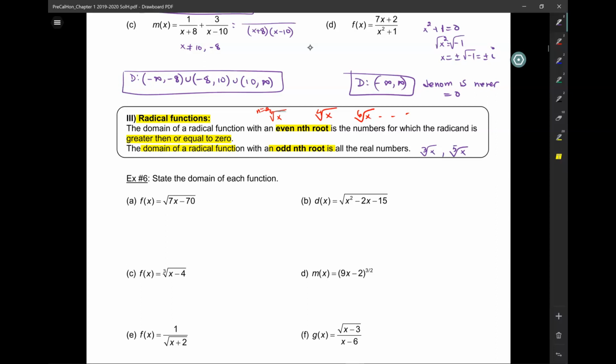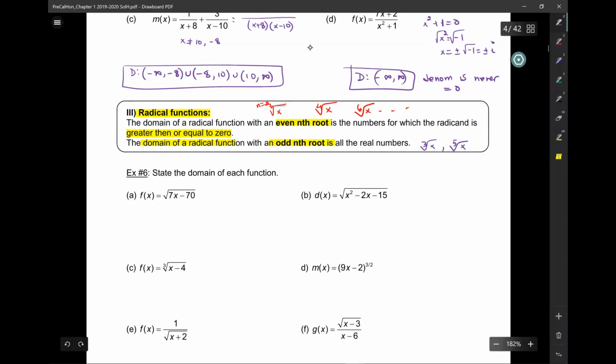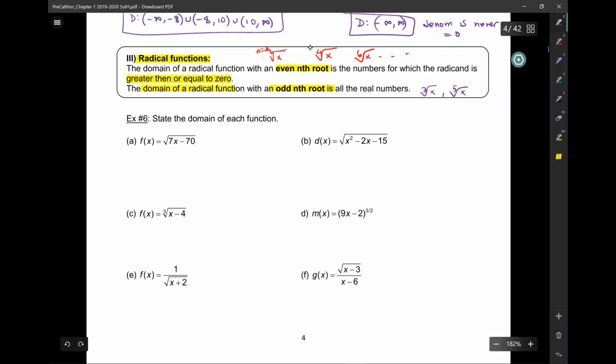Okay, so here, what we do is we take the radicand, which is the stuff inside, and we say it has to be greater than or equal to 0. So I add 70, and x is greater than or equal to 10.